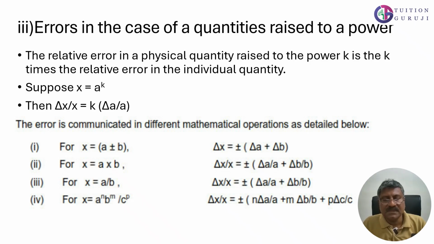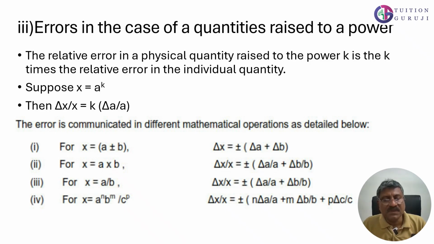Let us summarize the combination of errors. For x is equal to a plus or minus b, delta x is equal to plus or minus delta a plus delta b. Case 2, for x is equal to a into b, delta x by x, the relative error, is equal to plus or minus delta a by a plus delta b by b. For x is equal to a by b, it is the same. Delta x by x is equal to plus or minus delta a by a plus delta b by b.